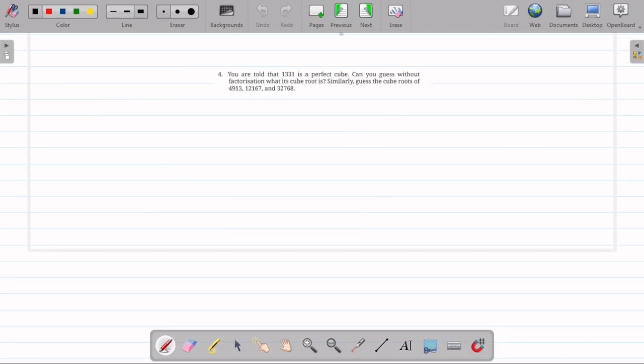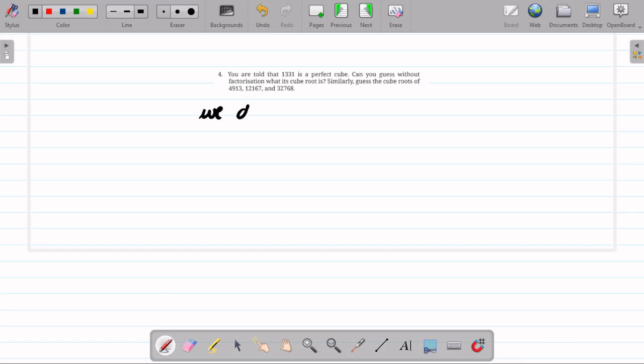The next question. You are told that 1331 is a perfect cube. You guess without factorization what its cube root is. Similarly, guess the cube roots of these given numbers. Okay. So for this, you are told that 1331 is a perfect cube. Can you guess it without prime factorization? So there's a way to do it.